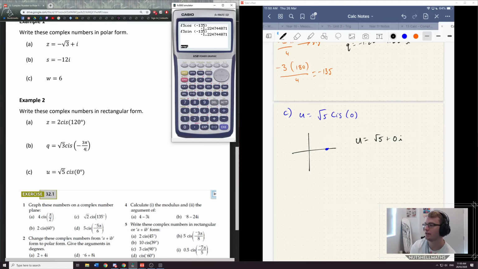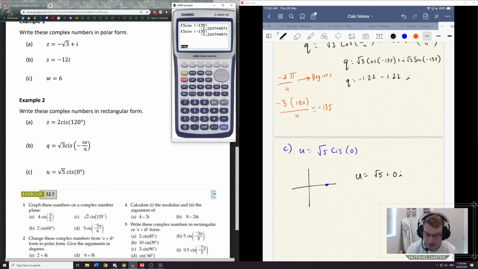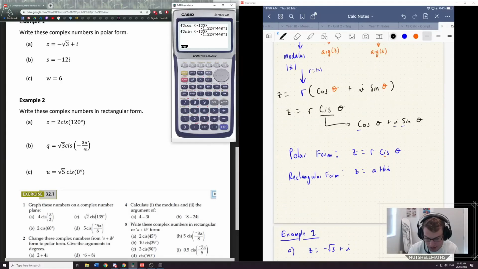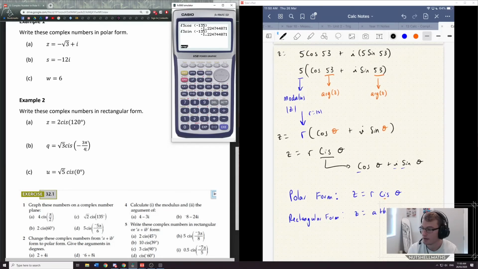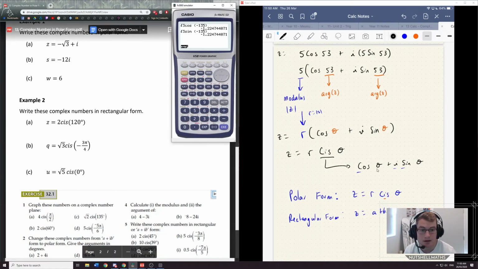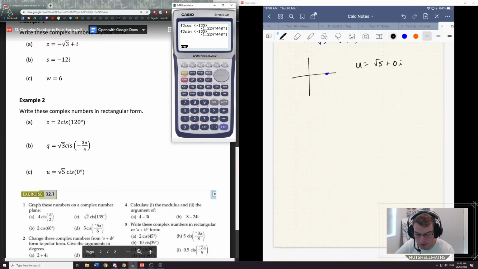Now, I reckon that this is slightly harder than yesterday, because it incorporates everything we did yesterday with added pieces. But if we understand the argument and what it is, the key part is to understand this definition, right? That cis is cos theta plus i sine theta, where theta is the argument and r is the modulus. So it's mod cis arg.